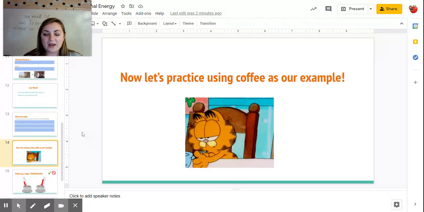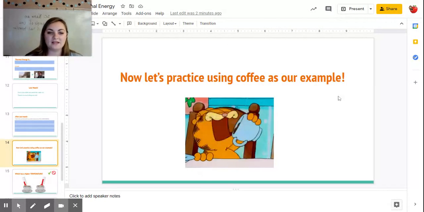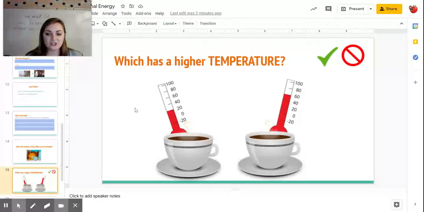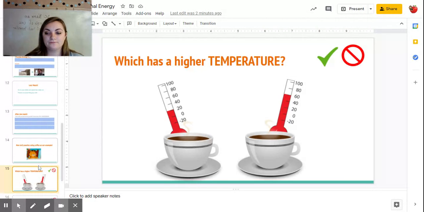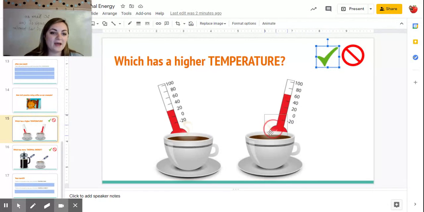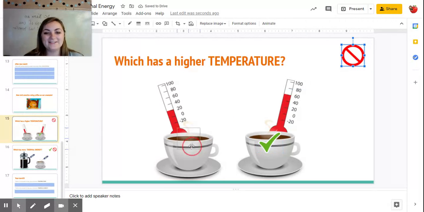Okay, and now we're going to practice using a cup of coffee as our example. So I want you to predict which has a higher temperature. The coffee on the right that's at 60 degrees, or the coffee on the left that's at 20 degrees. So obviously, we know that the coffee with the 60-degree temperature is higher than the coffee with the 20-degree temperature.